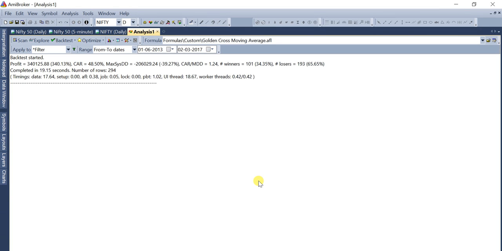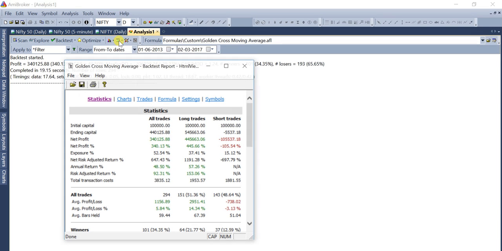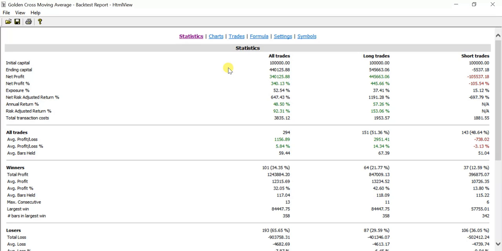Now I will show you the detailed report of this strategy. So we can judge this strategy by the detailed report. For that, click on this report button. Maximize it. So this gives us the statistics of this strategy, where our initial equity was 1 lakh. And our ending capital after the 4 years is 4,40,000. And that is a return of 48%.